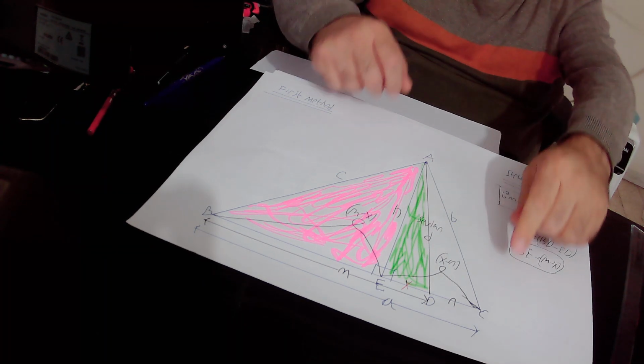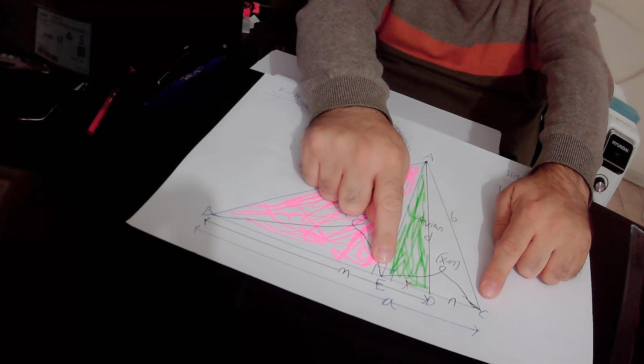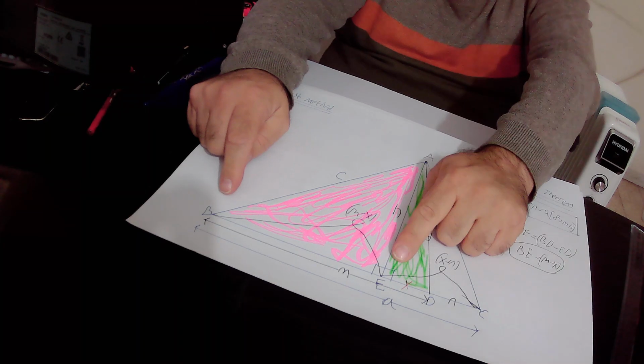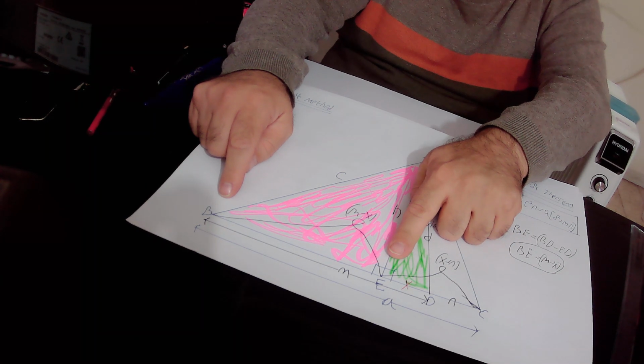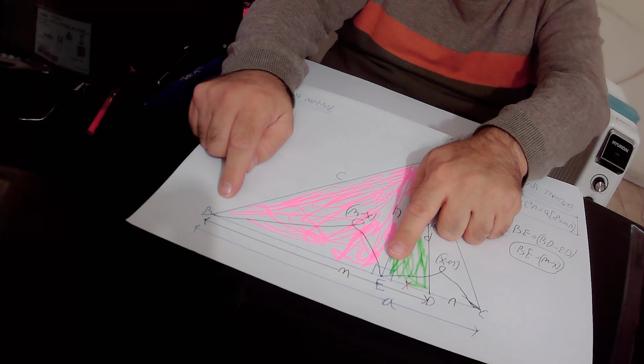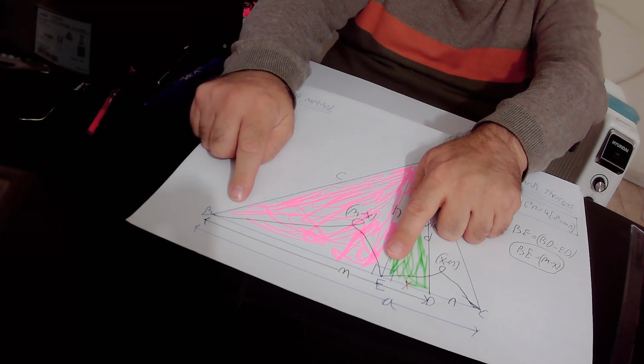And here line segment EC equals X plus N units in itself. And line segment BE equals BD, that is M, minus ED, that is X. Total, line segment BE equals M minus X units in itself. Okay?